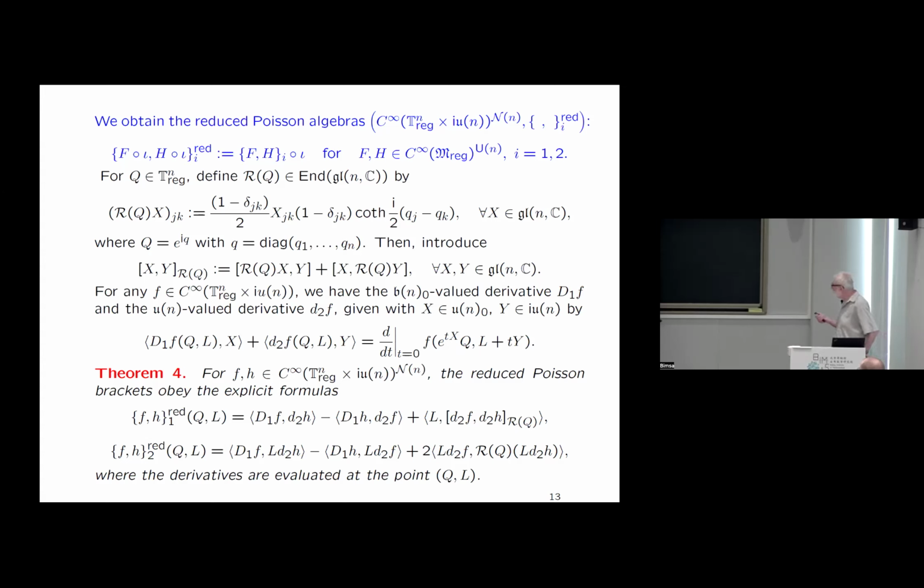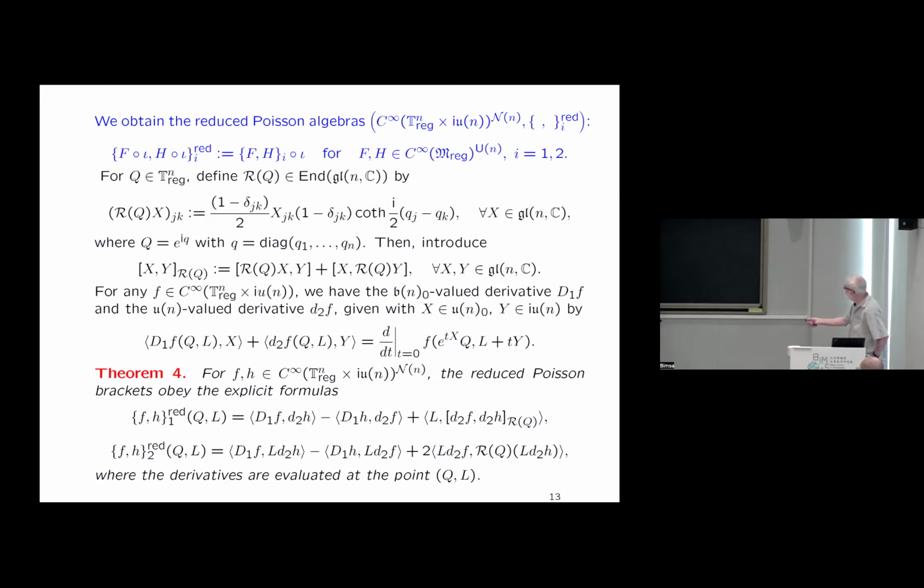And the first thing is to have an explicit formula for the reduced Poisson structure, and the explicit formula will be the next result. It's kind of interesting because it contains an interesting object which is a well-known dynamical classical R matrix. So this Q is just an element of the regular part of the torus of UN, this capital Q. And this R_Q is a linear operator in GL_N(C), which acts like this on this matrix. Its matrix elements are written like this in terms of the cotangent hyperbolic function.